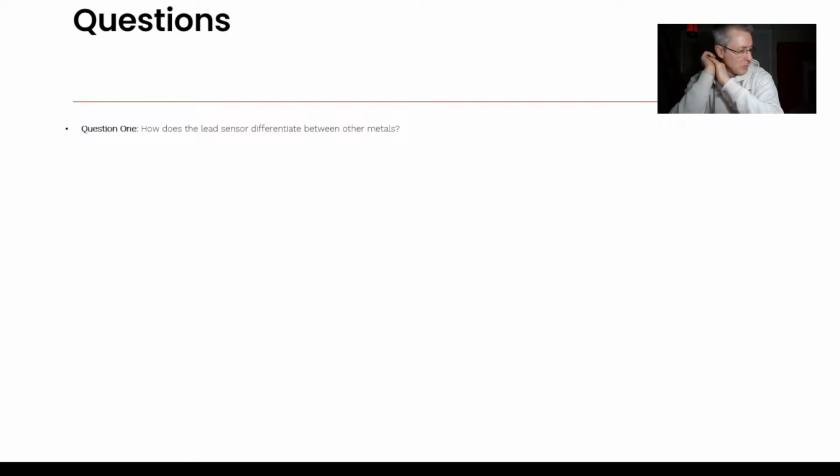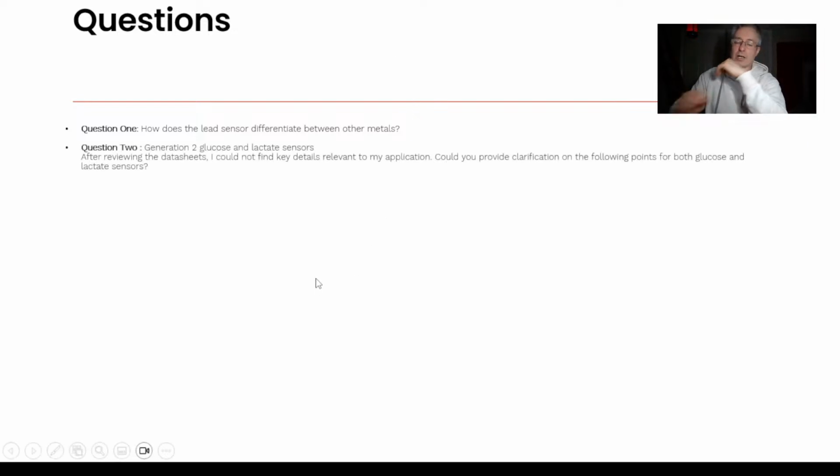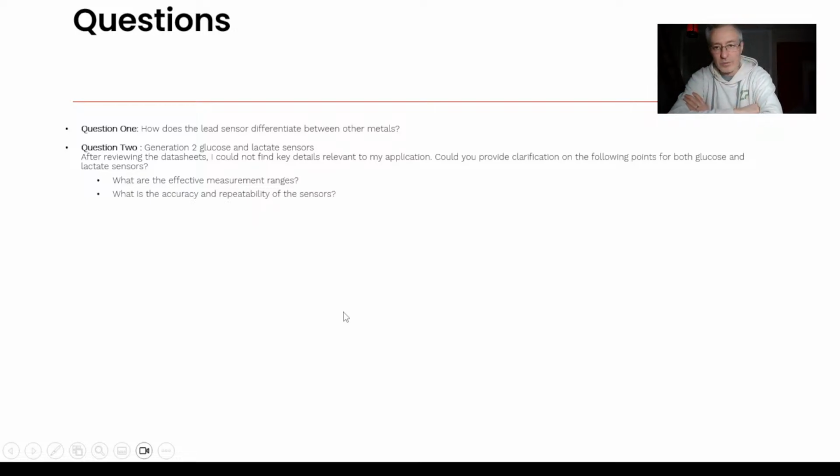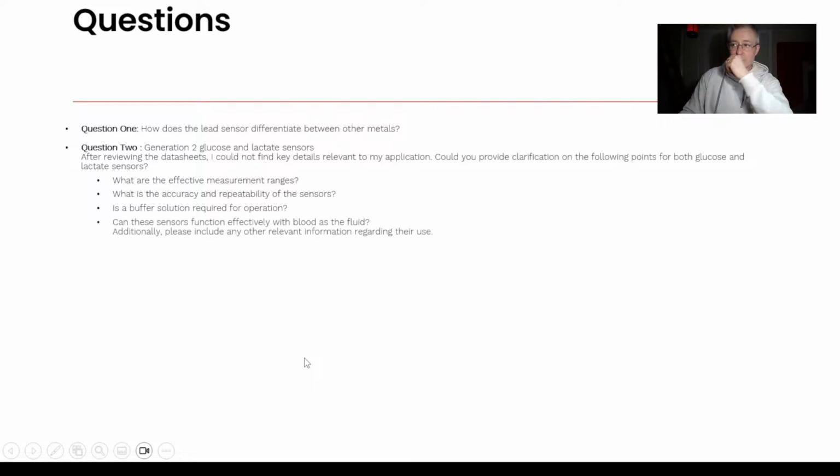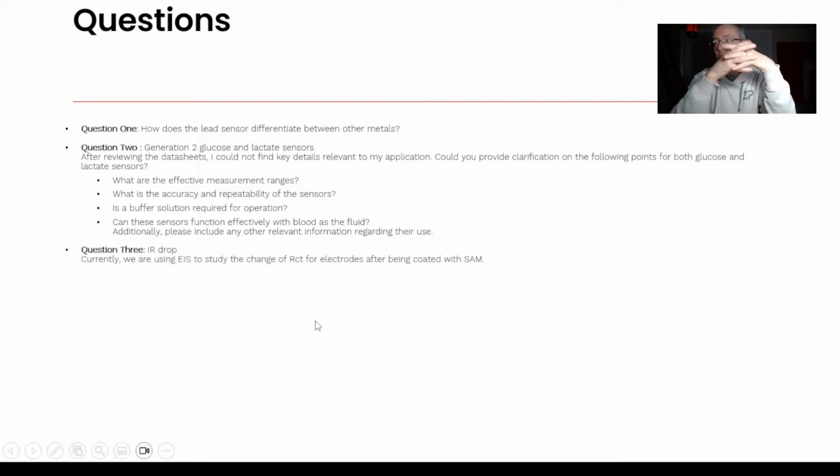How can we be specific towards lead? Well, lead actually has its own specific stripping peak. Our generation 2 lactate sensors and glucose sensors are used in medical applications. I've given you some strong hints tonight about that. The effective range is always clinical. Accuracy and repeatability is all about the application itself. Tonight we've talked about flow cells, point of care diagnostics, and wearable sensors, so you understand that we're dealing with all these different types of applications. Buffer can be used, but it's not always required. We are putting our sensors into real bodily fluids.